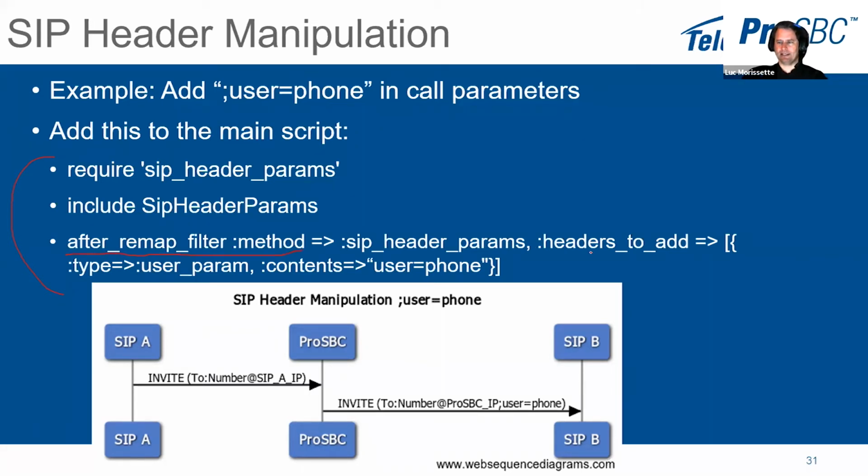Okay, and there it says, just the formatting here is a standard one, but it says add user phone to user parameters. So it's going to add something like this, right? User phone to the To field.